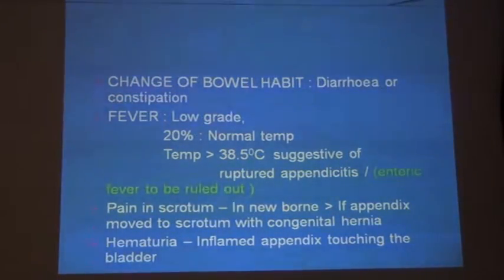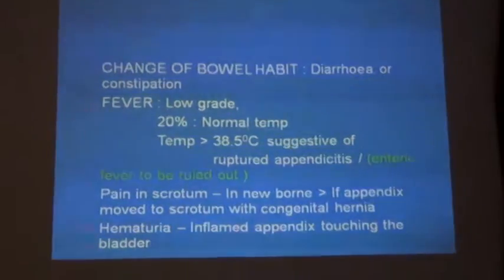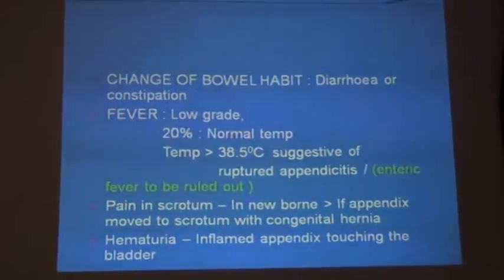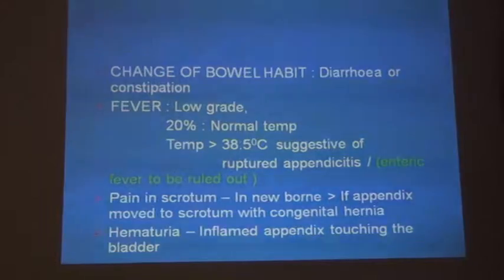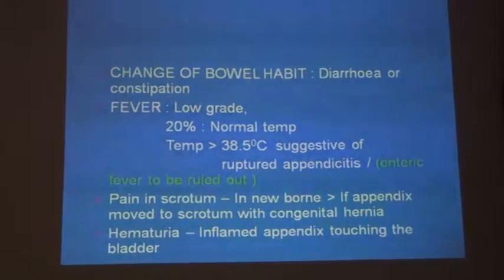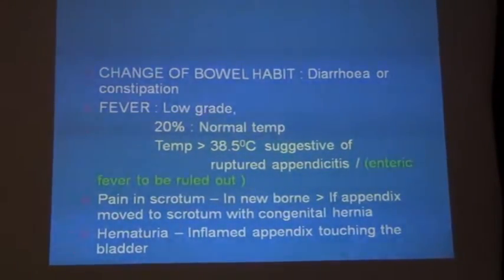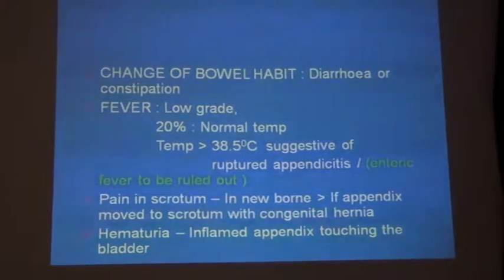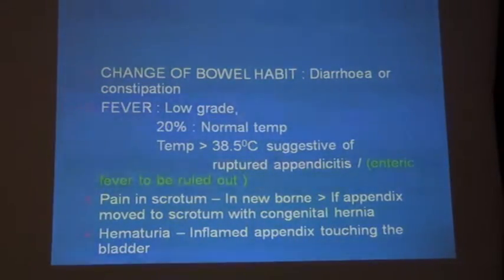Fever, as I already told, there may be low grade fever, and 20% of patients have normal temperature. If temperature is more than 38.5 degrees centigrade, it may be suggestive of a ruptured appendix, appendicular abscess, or in these cases, as I told, enteric fever to be ruled out from the history and investigation. Pain in the scrotum in a newborn: if the appendix moves to the scrotum with a congenital hernia, it may cause pain in the scrotum also. And hematuria, I already mentioned.